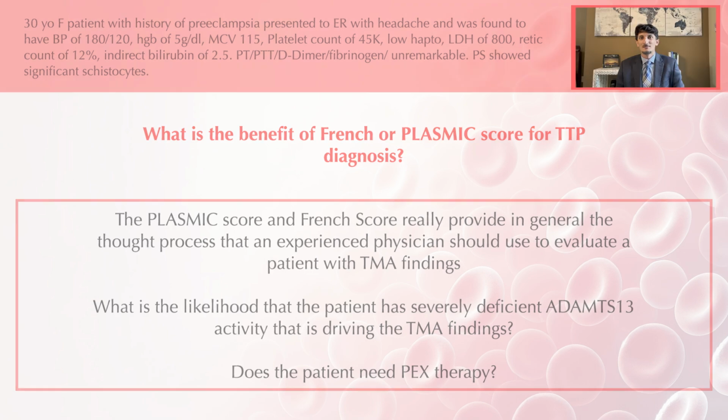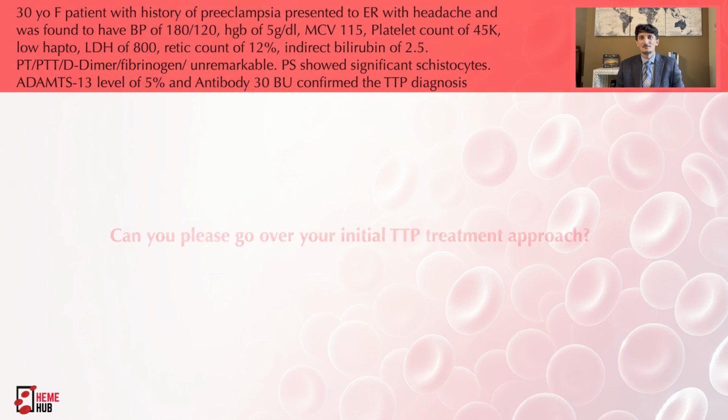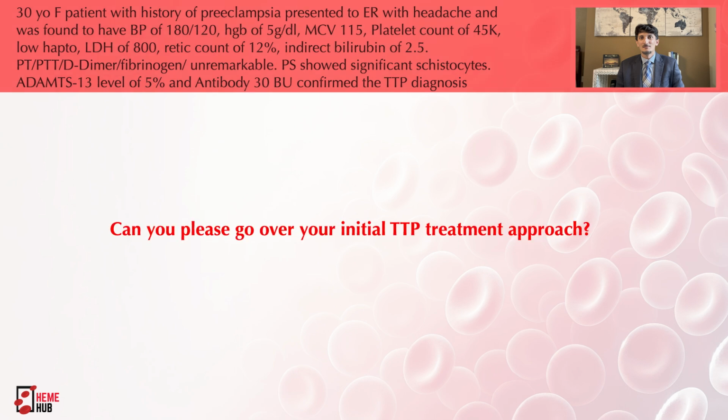Okay, great. So let's say the patient got the exchange, right? And ADAMTS13 the following day came back 5%, and the antibody is not going to come back right after, but the antibody eventually came back as a 30 Bethesda unit. So you confirm the diagnosis of TTP. What will be your treatment approach for treatment-naive patients?